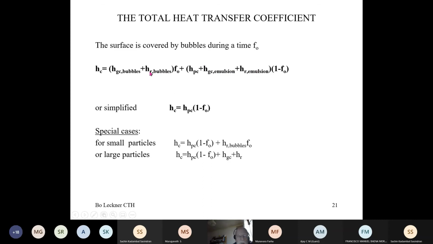In the bubble phase, you have some gas movement in the bubble, with heat transfer from gas convection and radiation in the bubbles. But usually these effects are very small. So in many practical situations, this equation is sufficient.